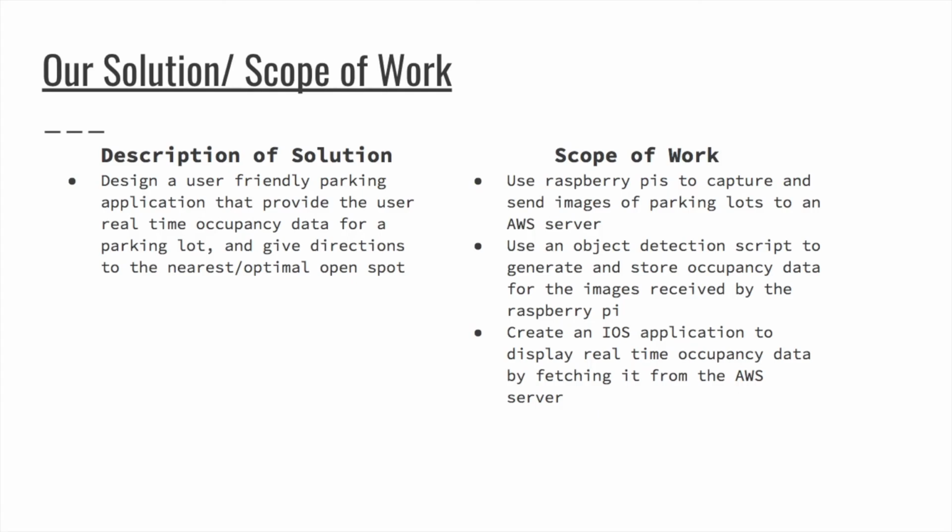So the scope of work for our project is we wanted to use Raspberry Pis to capture and send images of parking lots to an AWS server. And on the AWS server, we need to use an object detection script to generate and store occupancy data for the images received from the Raspberry Pi. And lastly, we wanted to create an iOS application to display this occupancy data in real time and provide the user with navigation to the nearest open spot.